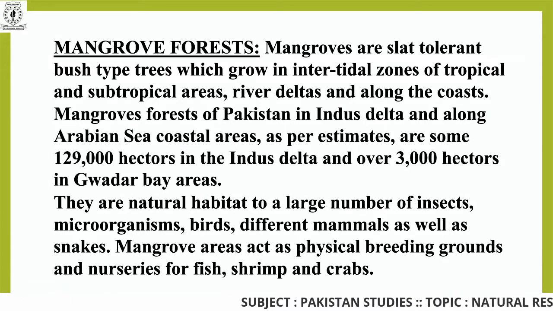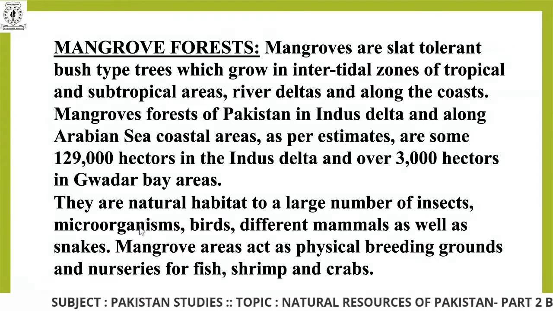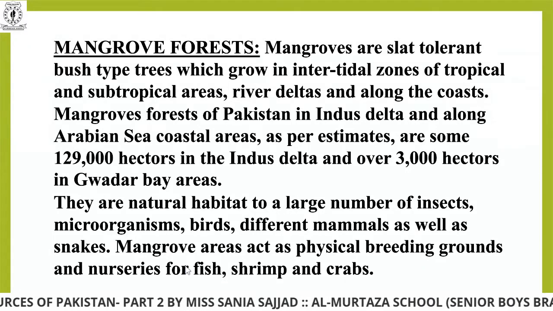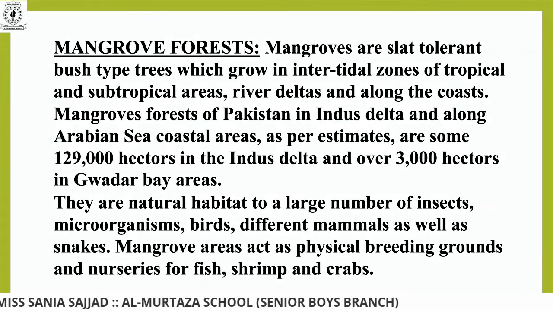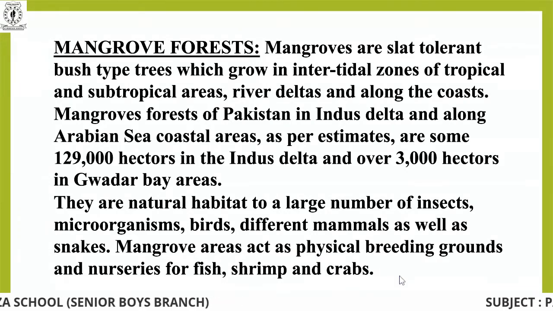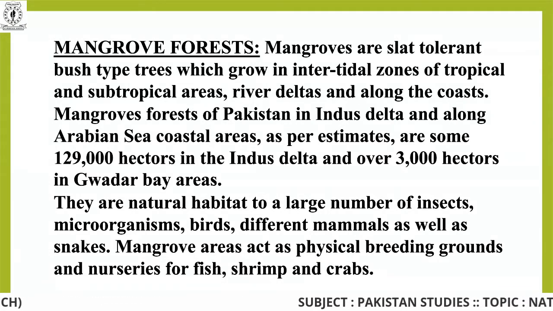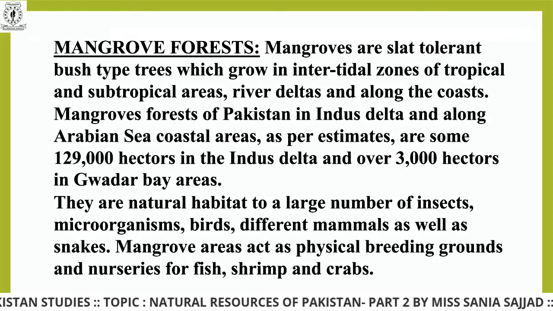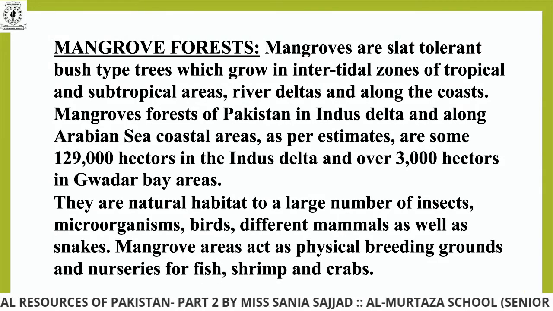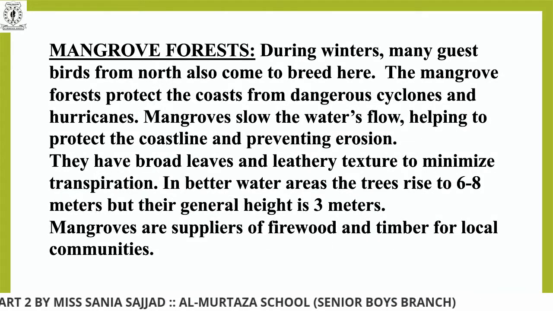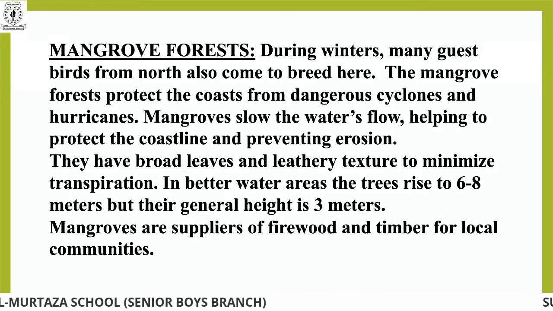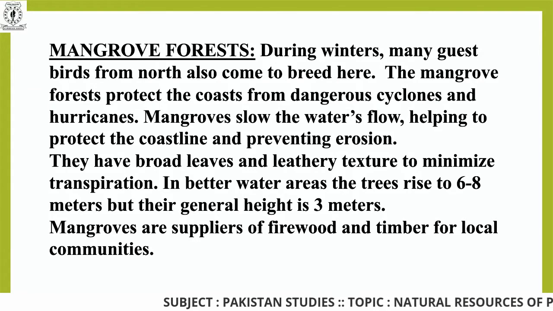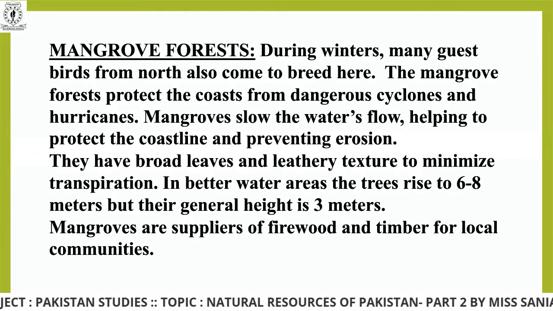They are a natural habitat to a large number of insects, microorganisms, birds, different mammals, as well as snakes. Mangrove areas act as physical breeding grounds and nourishment for fish, shrimps, and crabs. It means they're getting those proteins. The organisms or species living in the water are getting those proteins from these forests. So you can see that on a larger scale, mangrove forest is helping all of those organisms to survive. This is the main reason that it has spread from the Indus Delta towards Gwadar.